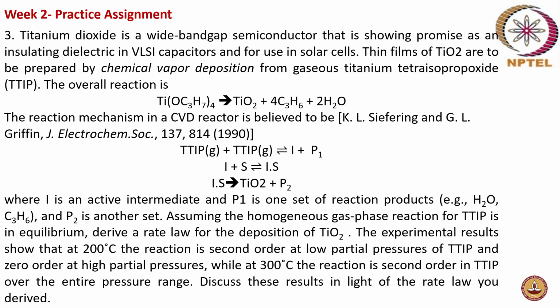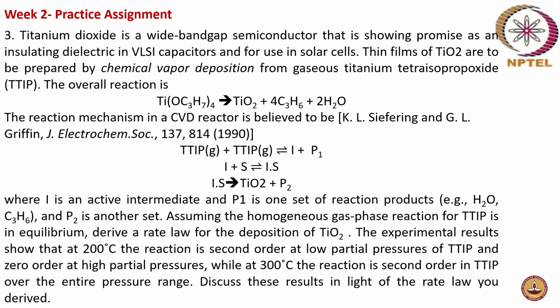Titanium dioxide is a wide bandgap semiconductor that is showing promise as an insulating dielectric in VLSI capacitors and for use in solar cells. Thin films of titanium dioxide are to be prepared by chemical vapor deposition from gaseous titanium tetraisopropoxide. The overall reaction is that titanium tetraisopropoxide gives titanium dioxide plus C3H6 plus water. This reaction takes place by a CVD, chemical vapor deposition, mechanism.